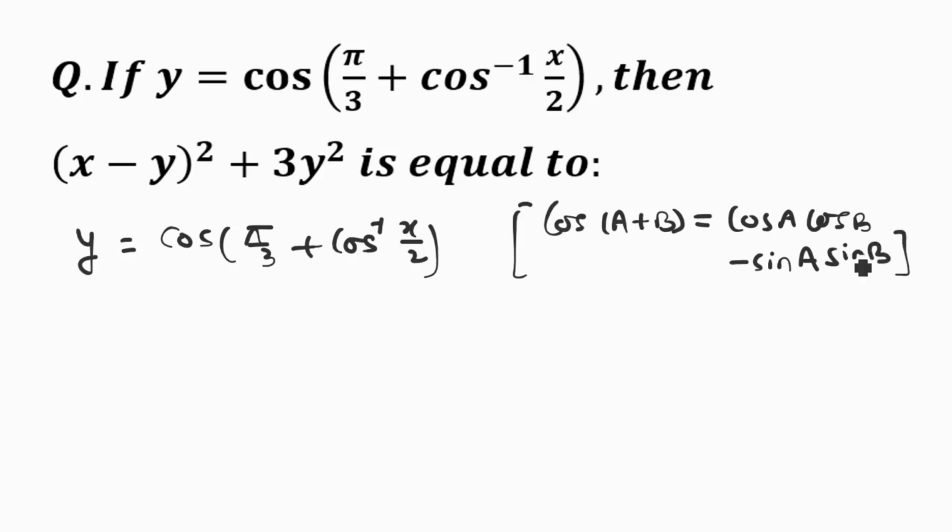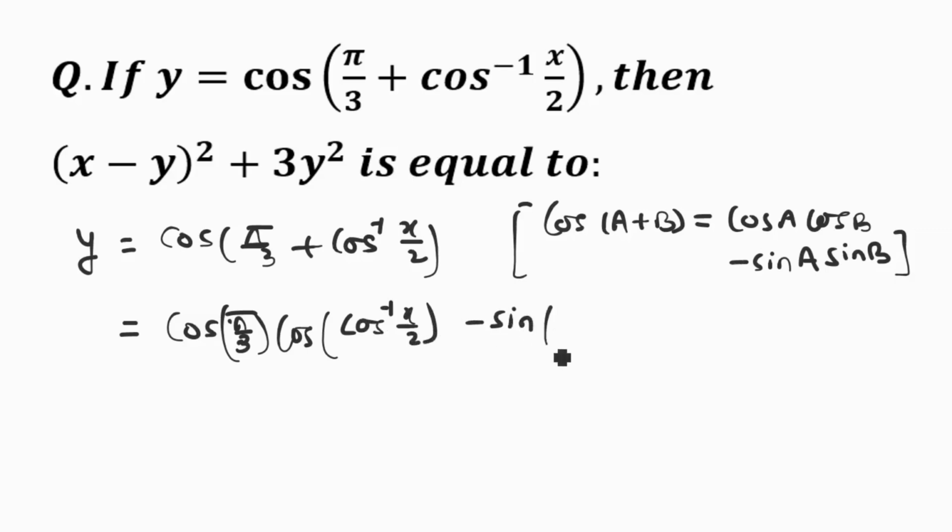And what is a here, if we see in the question, so I just consider pi by 3 as a and cos inverse x by 2 as b, right. So cos a is cos pi by 3, cos a cos b. So I write here cos pi by 3, and into cos inverse x by 2 as cos b, minus sin a, so I write here sin a, that is sin pi by 3, into sin b, so I write here sin b as sin of cos inverse x by 2.